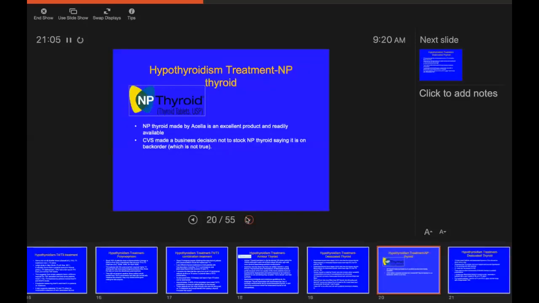There's another one called Endocrinologist. It's made by a company called Celiac. It's an excellent product, pretty readily available. Interestingly enough, CVS does not carry it. And I get these faxes from them every day saying it's on back order, which is not true. They made a business decision not to carry it.